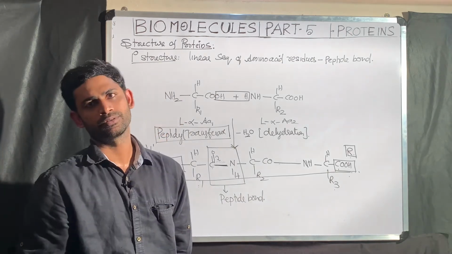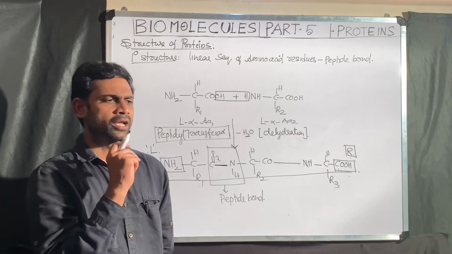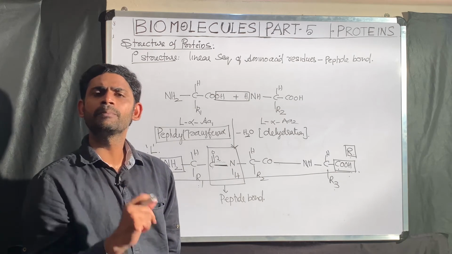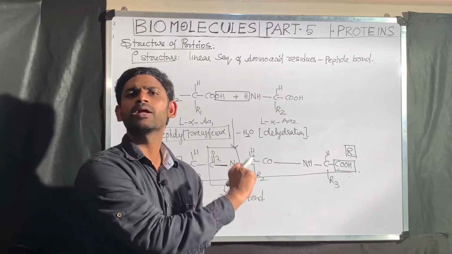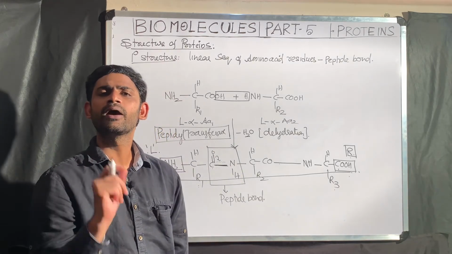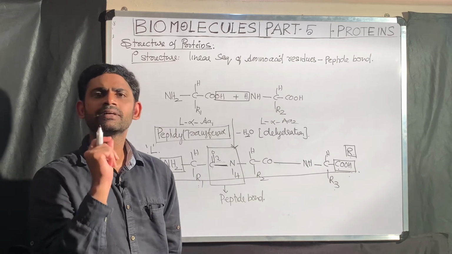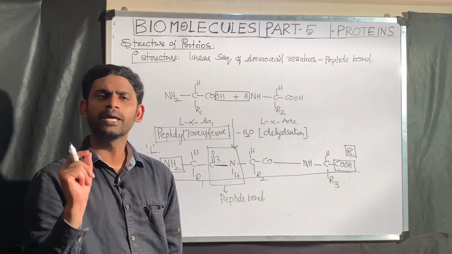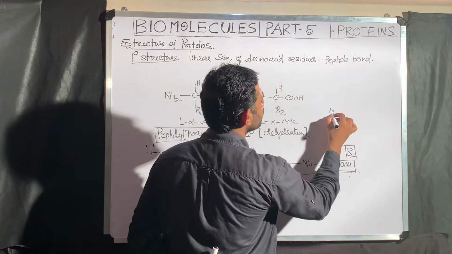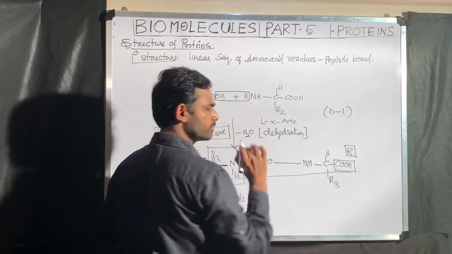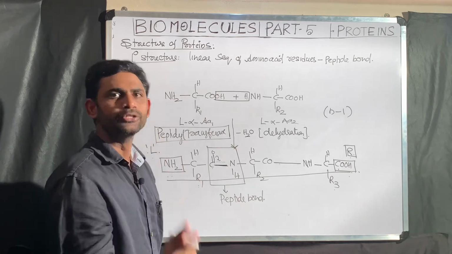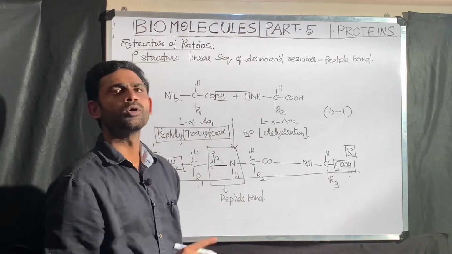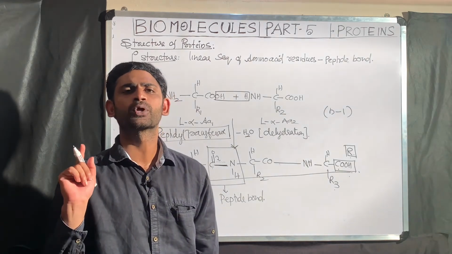2 peptide bonds. For example, how many peptide bonds are present in a protein made up of 51 amino acid residues? You have to tell 50. That is, the number of peptide bonds in a protein equals n minus 1. What is n? n is the number of amino acid residues. So this is about the primary structure of protein.